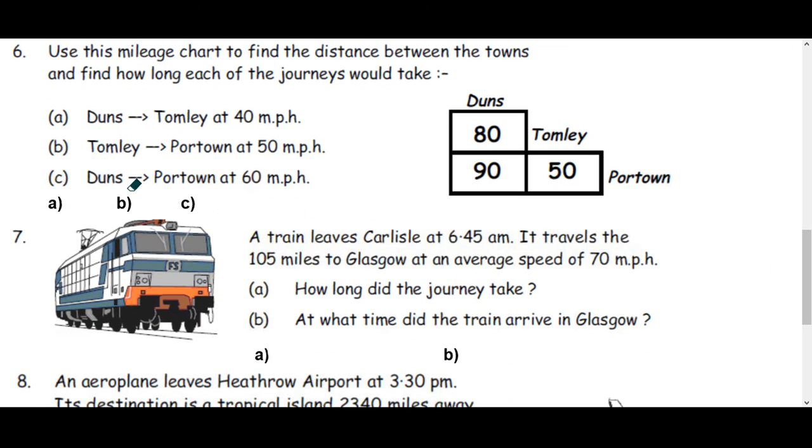Okay, question 6 has got the mileage chart. So Duns to Tomley to get your miles is 80. So time equals distance over speed. Set your working out. 80 over 40 is just 2. Tomley to Porttown, that's just 50. So it's much simpler than the one I showed you. So it's 50 over 50, which is just 1 hour. And last one, Duns to Porttown is 90. So 90 over 60 is 1.5, but that'll give you 1 hour and 30 minutes.